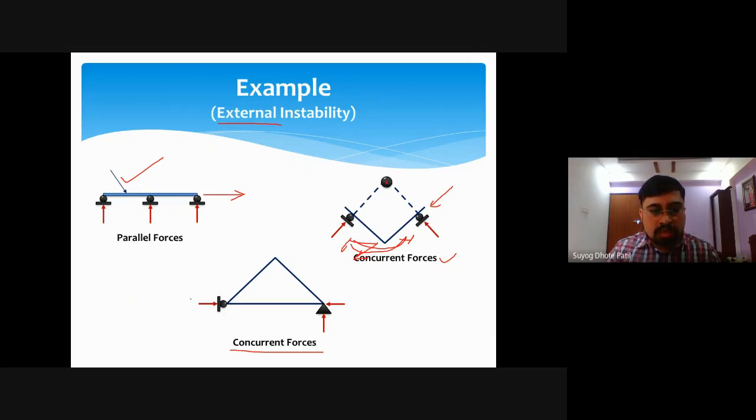In this case the horizontal reactions counterbalance each other, but this is the roller support. And if I apply a vertical force or vertical reaction here, the structure can move in the vertical direction. So this is again an example of instability.